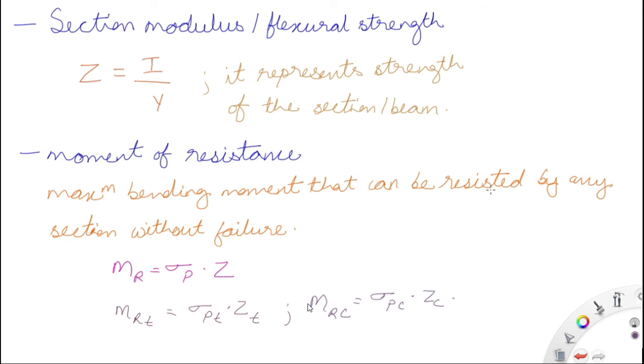Similarly, MRC is equal to sigma PC into ZC. Sigma PC is the permissible stress for compression, and ZC is the section modulus for compression. So ZC will depend upon y C and ZT will depend upon y T. I will be the same, but due to the change in y C and y T, ZC and ZT will change. And sigma PC and sigma PT will be different for different materials. The permissible stress in tension and permissible stress in compression will be different.